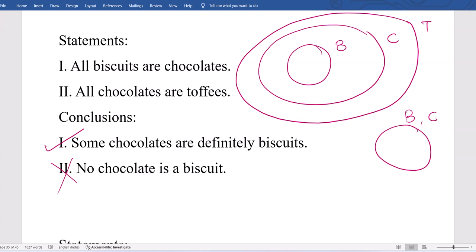It's not a problem. If the word only is mentioned, then there is a problem. Some chocolates are only this, or if there is a word or, then we have to worry. Here it's okay. First one, no problem. You may be thinking toffees are also linked with biscuits, but some chocolates are definitely biscuits doesn't mean some toffees being biscuits is not possible. It is not in that way. You can connect it. That's not at all a problem. First one is definitely true. There is no doubt.